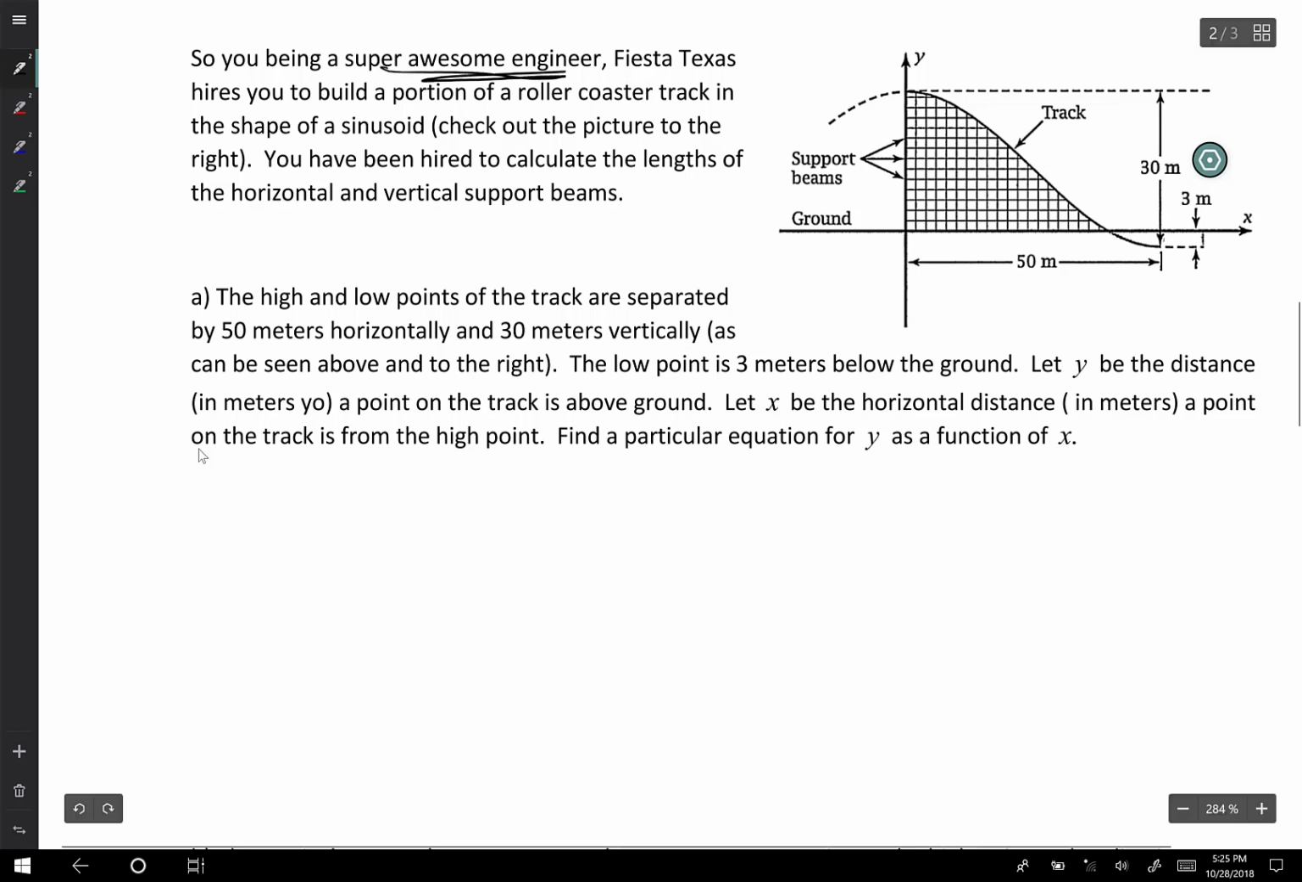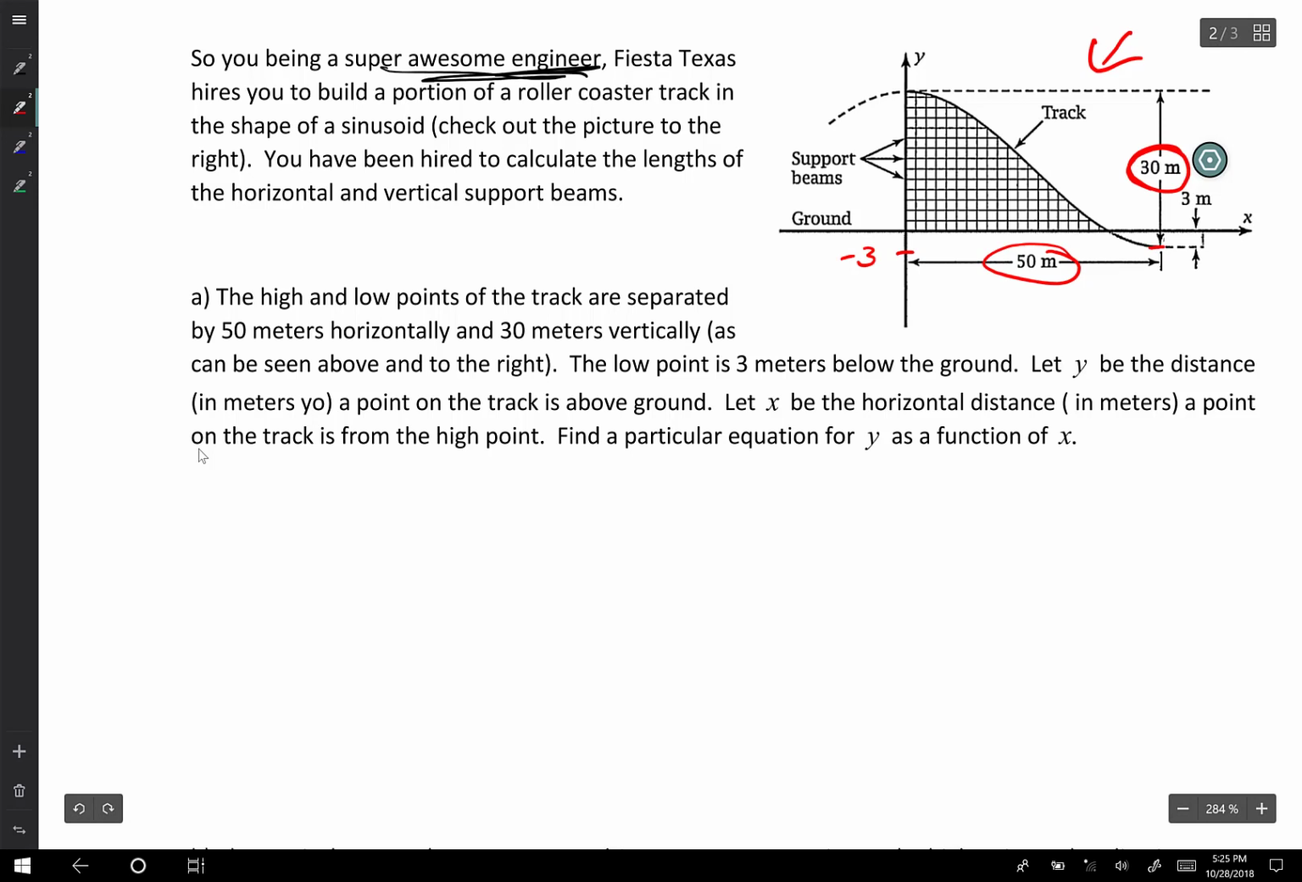Awesome engineer. Fiesta, Texas hires you to build a portion of a roller coaster track in the shape of a sinusoidal. So here's your track. You have been hired to calculate the length of the horizontal and vertical support beams. The high and low points of the track are separated by 50 meters horizontally, and they tell you that right here, and 30 meters vertically, and that's also told right there. The low point is 3 meters below the ground. So here's the low point, and that is 3 meters below the ground.